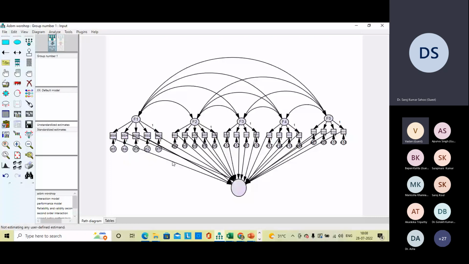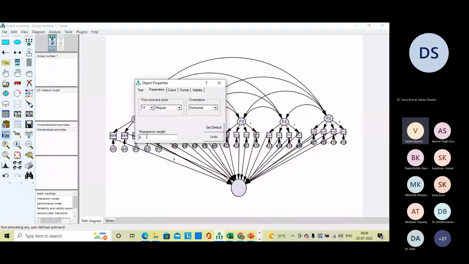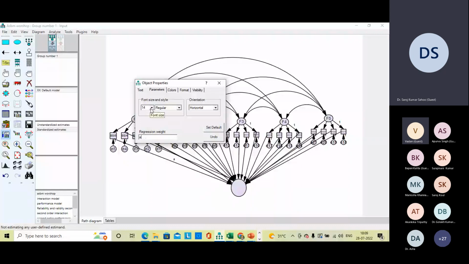What I need to do, I need to constrain to the same. Click on any of the relationships that you have made just now. Give any regression weight A, B, or C. I am taking A. See, it is shown as A. Let me highlight that to some extent.